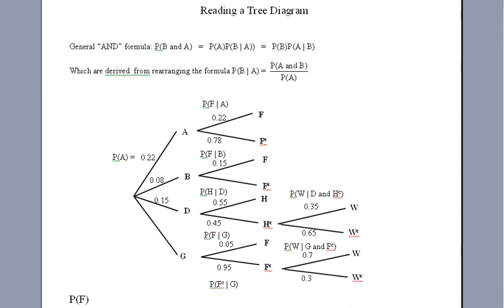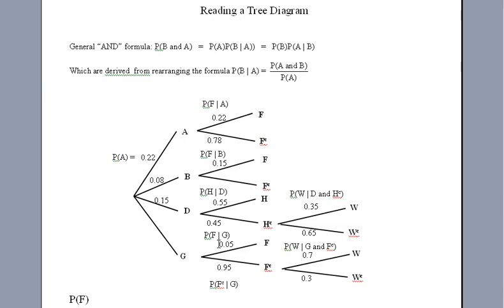Let's try another calculation. Let's say I want to calculate the probability of event F. Now again, event F, for example, is not this 22% you see up here. Neither is it the 15% you see here. Neither is it the 5% you see here. All these probabilities are event F given that something else has happened. I just want the probability of event F, period.